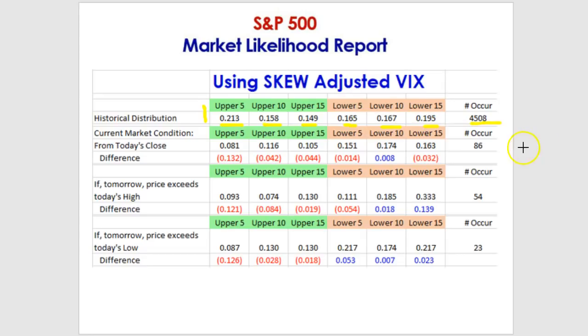Now, of our 86 occurrences, we can see that all 3 of the upper bands get struck far less often, only 8% versus 21.3, 11.6% versus the baseline of 15.8, 10.5 versus 14.9. So a big difference on the upside bands. They do not get struck near as often. When our market condition develops, the upside bands get struck less often. Does it mean they never get struck? No, they get struck roughly 10% of the time, which is less than normal.